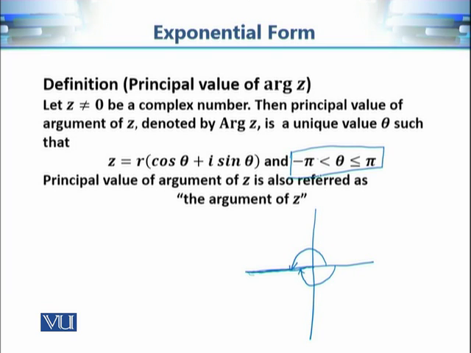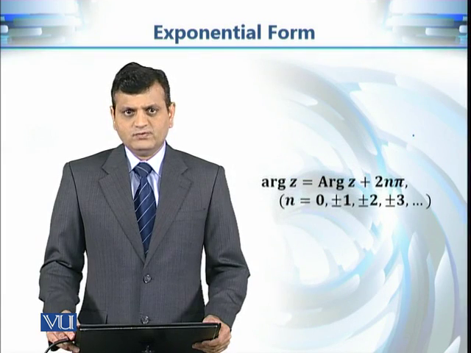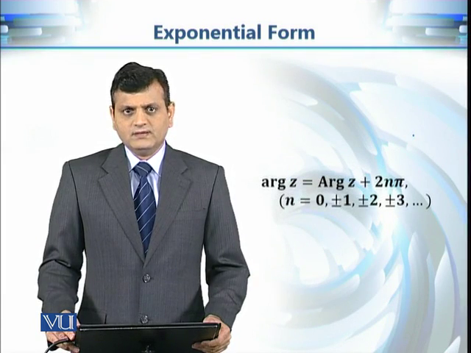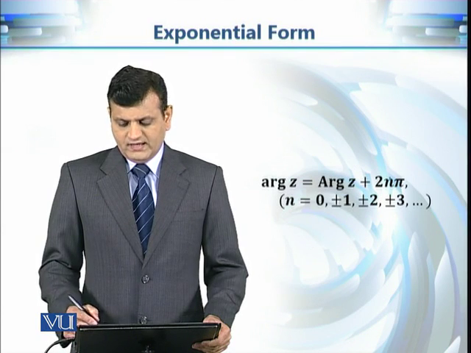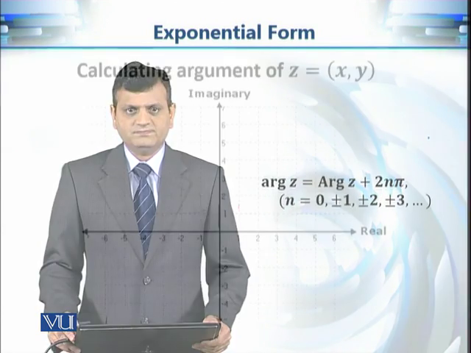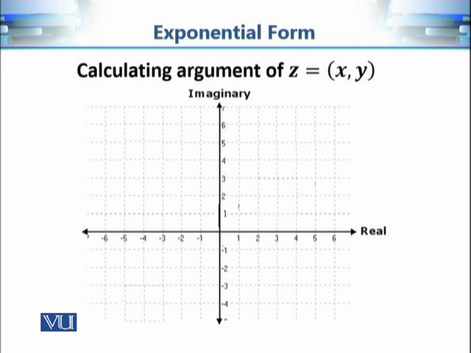And the values of theta for which theta lies in this interval are known as principal value of argument of z, or we just simply refer to them as the argument of z. So we can say that argument of z is equal to the principal argument plus 2n pi, where n is any integer. Now let's see how to calculate the argument and principal argument of a complex number.